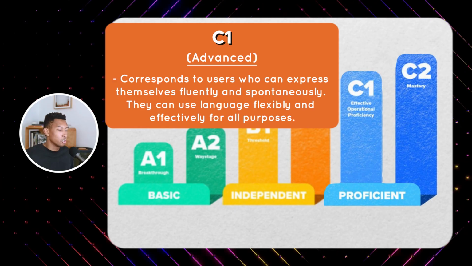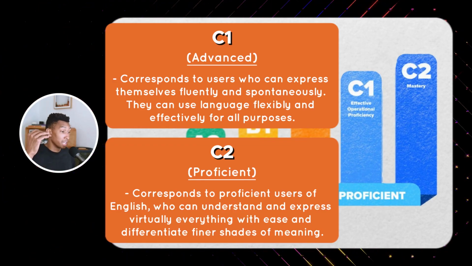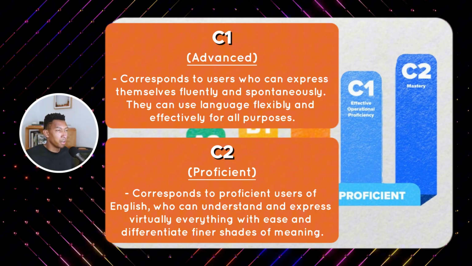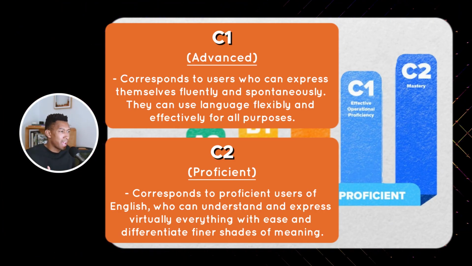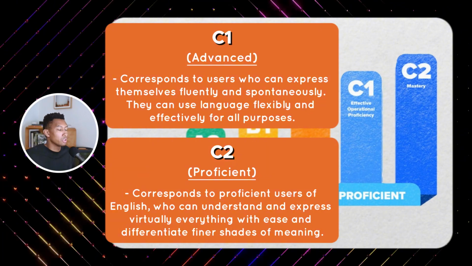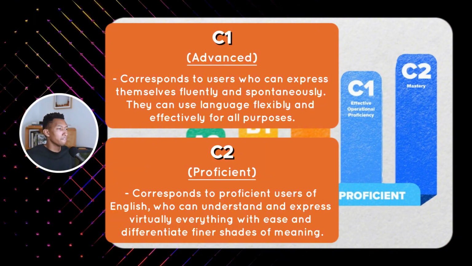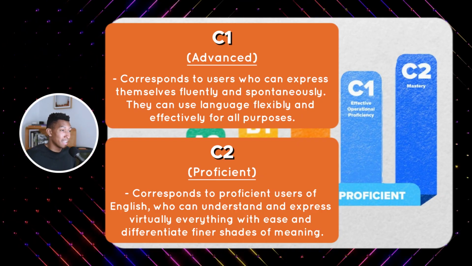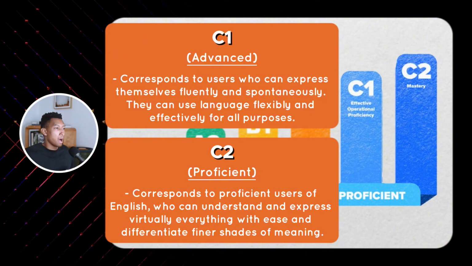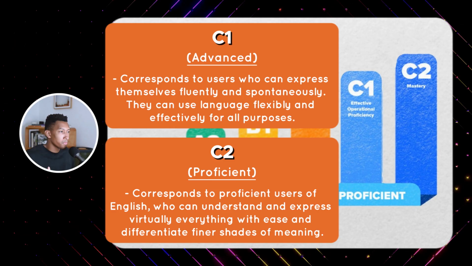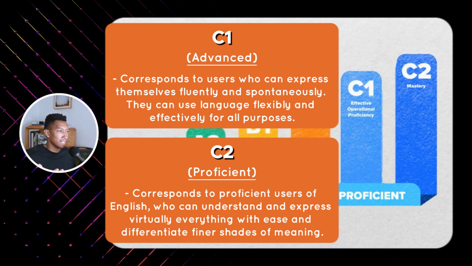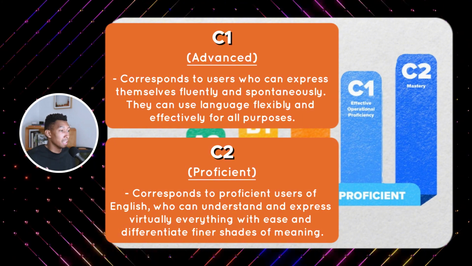And then the C2 level, which I would put above native speakers, which is English proficiency, meaning you can communicate and understand pretty much anything in the English language, and you can communicate it very easily and very comfortably. And you understand the nuanced differences and details and different definitions about most, if not all, of the most commonly used words, expressions, phrases, idioms, and slang terms in the English language.